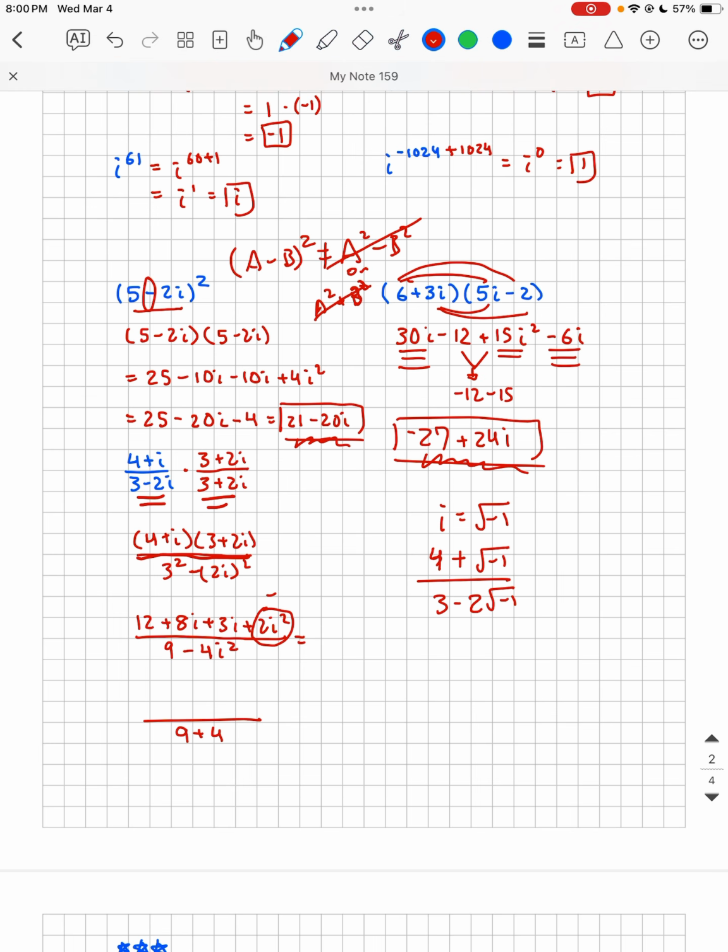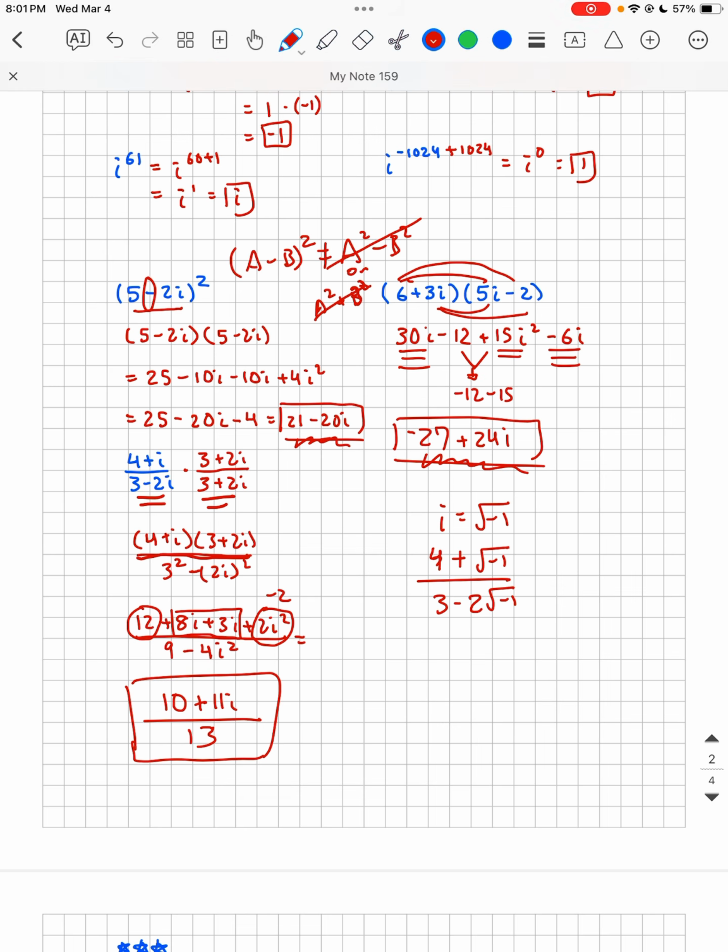The top part, this i squared term, is equal to negative 2. Combine that with the 12, so that's a total of 10. We have the 8i plus 3i, that's going to be plus a total of 11i then. So your final answer: 9 plus 4 is 13. So let me go ahead and write that in there. Cross that out, and let's put that 13, and that's your final answer there.